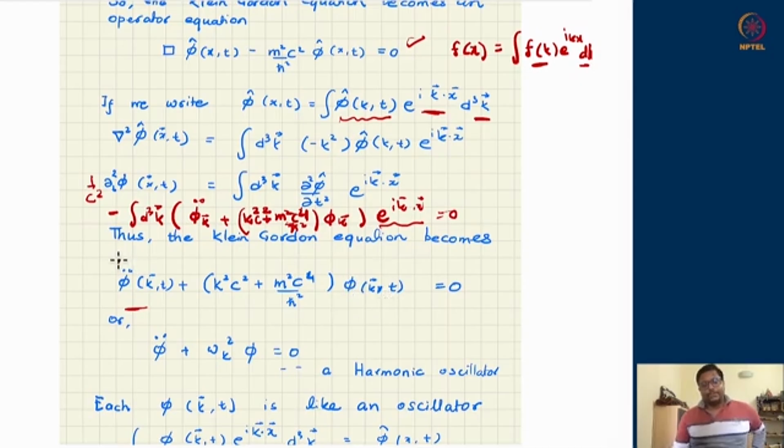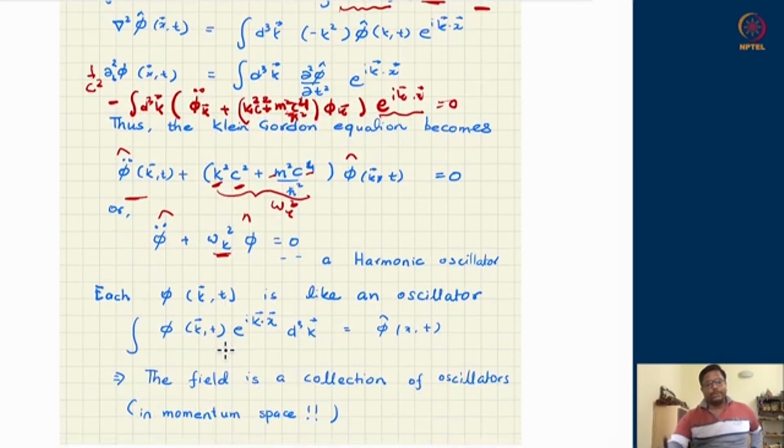And all of these things are operators, let us say. So now you see you have an equation like phi double dot plus something times phi. Let us call that something omega k square. Omega k square is this combination. You see this combination is made from real numbers k, c, m, h bar, everything is real, so this is just a real number. So you have an equation like some operator double dot plus omega k square times that operator is equal to 0.